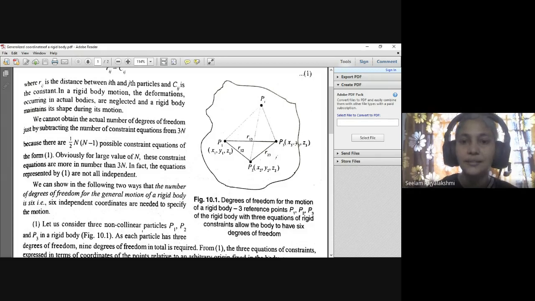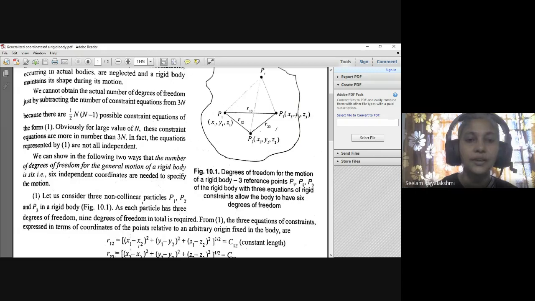And here, for the degrees of freedom for the motion of a rigid body, we have three reference points P1, P2, P3 for this particular rigid body, with three equations of rigid constraints that allow the body to have 6 degrees of freedom. So in total we have 6 degrees of freedom. Here P1, P2, P3, and also three constraint equations, define this system of n particles. So let us consider three non-collinear particles. P1, P2, P3 are three non-collinear particles in a rigid body.